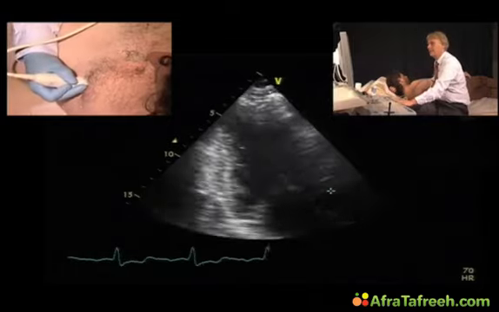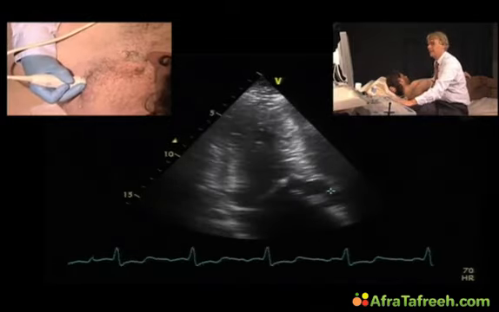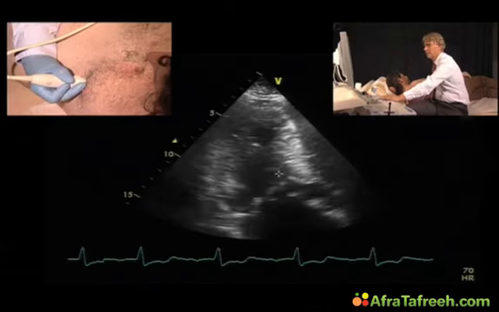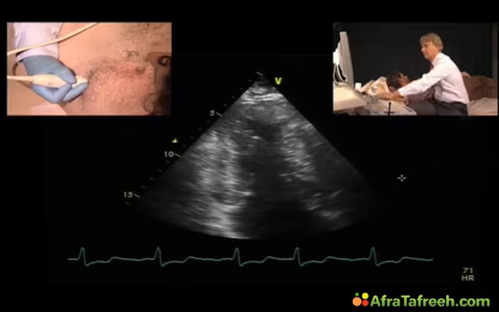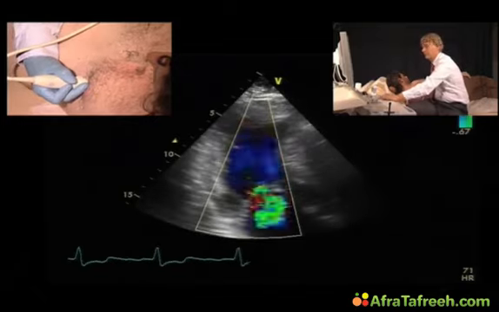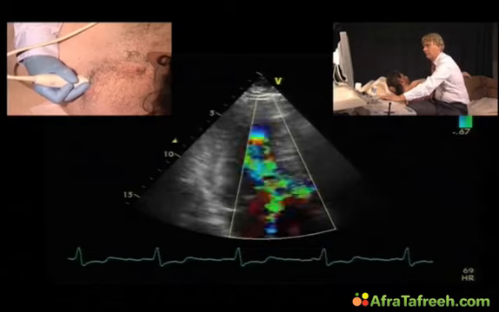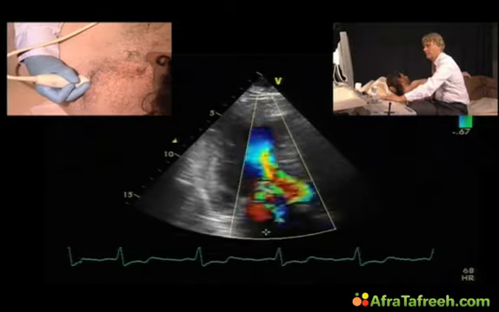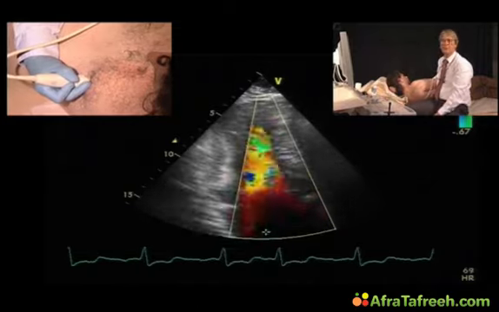And this is also visible in an apical long axis view. Obstruction right here, thickened septum, turbulent flow, and of course regurgitation caused by deformation of the mitral valve.